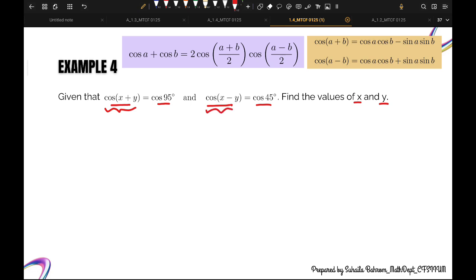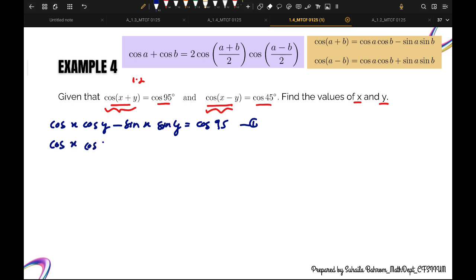So this is what we have to do in this part. We have to apply the sum and difference formula that we have learned in 1.2, for both. So we will get cos x cos y minus sin x sin y equivalent to cos 95. So this is the first equation. For the second equation, cos(x - y), we will have cos x cos y plus sin x sin y, and it is equivalent to cos 45 degrees. And this is the second equation.